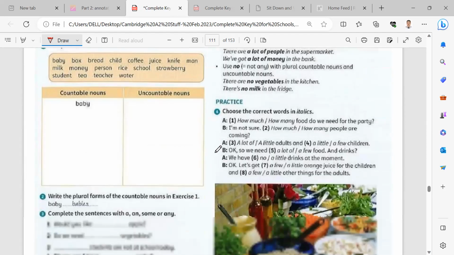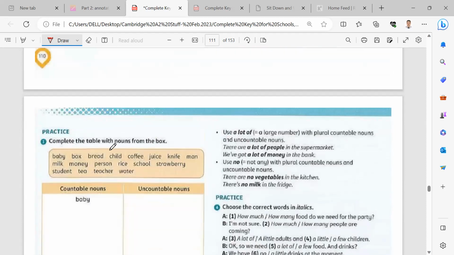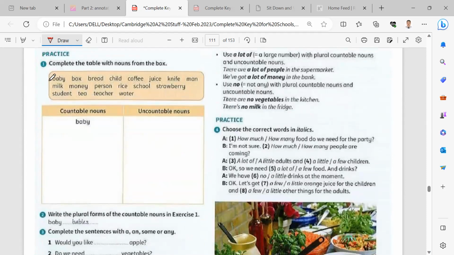Now, Nawaf, just please complete the table with nouns from the box. Please put the noun in the right box, if it is countable or if it is uncountable. Yes, please do it yourself. Once you finish, let me know. Okay, no problem.